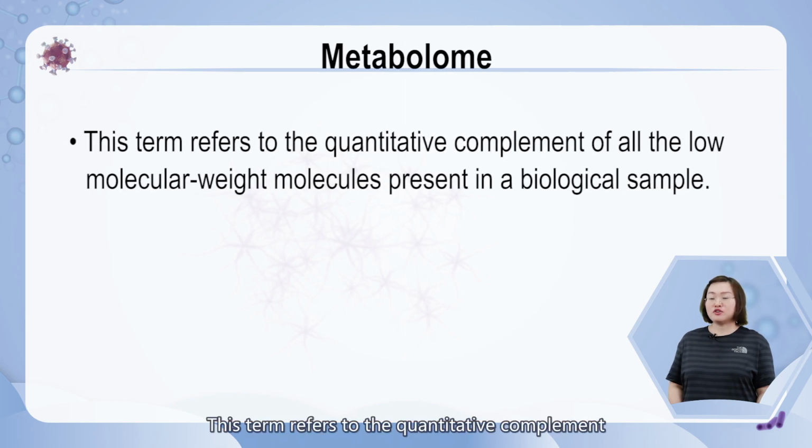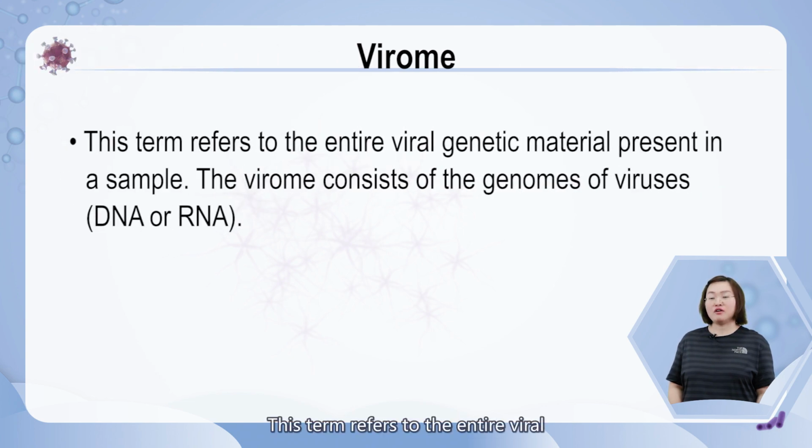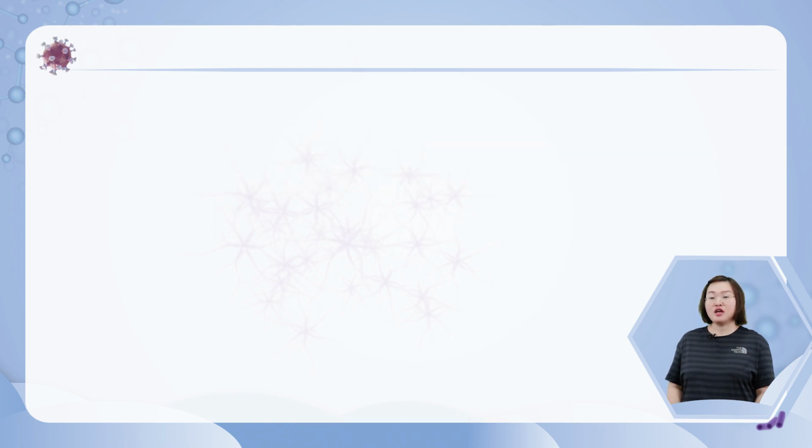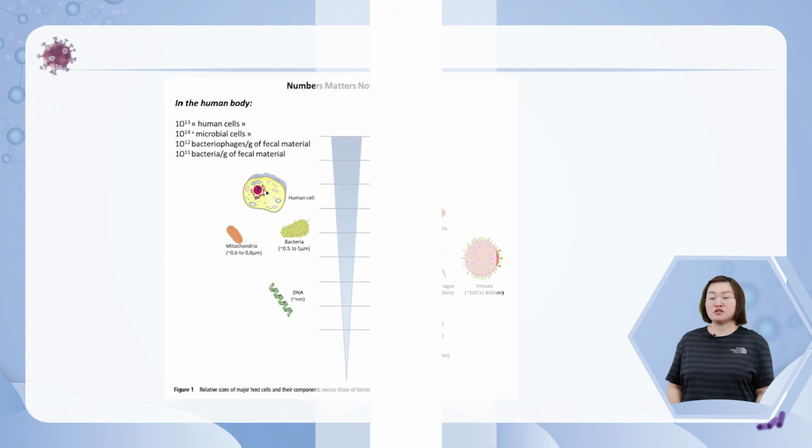Metabolome. This term refers to the quantitative complement of all the low molecular weight molecules present in a biological sample. Virome. This term refers to the entire viral genetic material present in a sample. The virome consists of the genomes of various DNA or RNA viruses. The archaeome, the virome, and the metabolome, together with the microbiome, offer an additional dimension to the investigation of host and microorganism interactions.